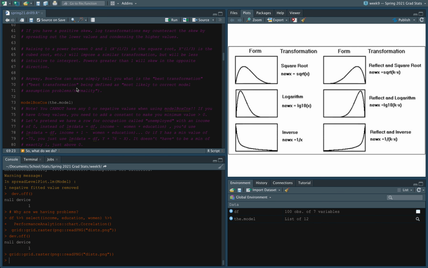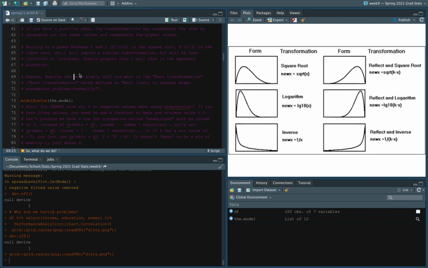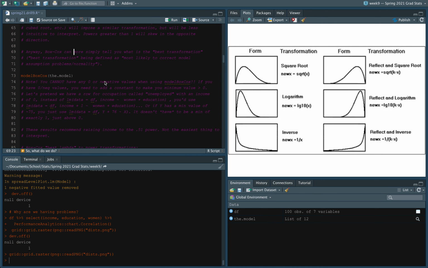So what we're going to do here is this Box-Cox transformation. What the Box-Cox transformation does is it looks at your model and tells you what is the best transformation for your data, with best transformation being defined as the most normal. So if we put our model in here, before I run this, I want to explain this note. You can't have any 0 or negative values in your dependent variable when you're using this Box-Cox function.